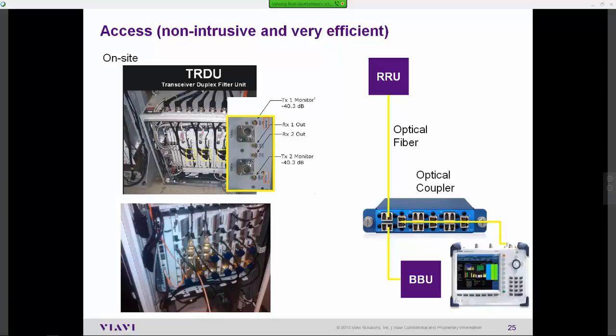But whether it be on the site with an RF connector, I actually have great admiration for Alcatel-Lucent, now part of Nokia Siemens, where they actually provided both transmit as well as receive test points on the TRDU. In the case of Ericsson's base stations, initial LTE base stations, the only thing they provided was uplink RF test points after the bandpass filters.